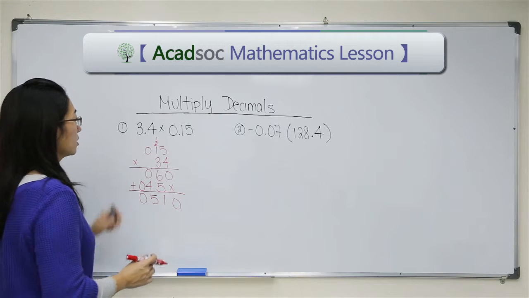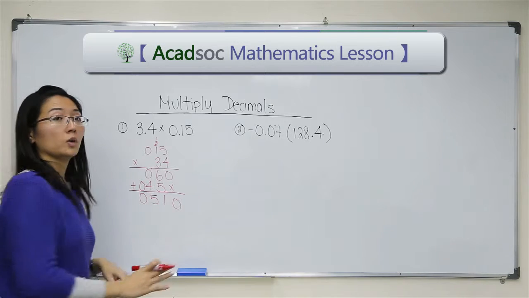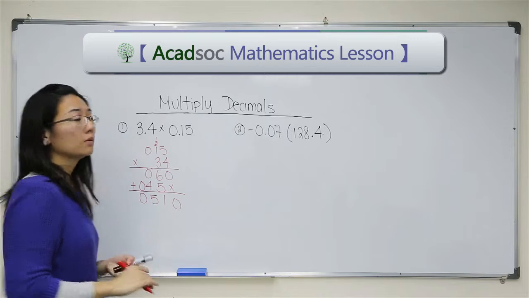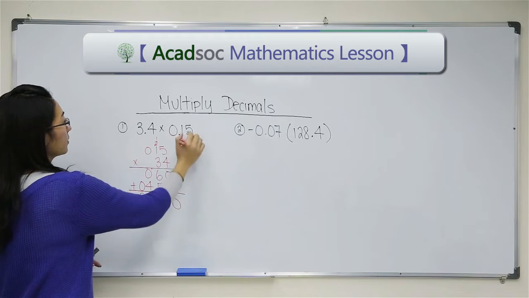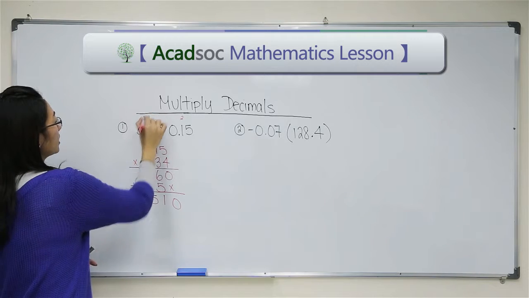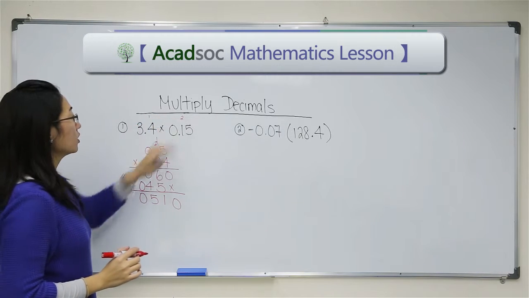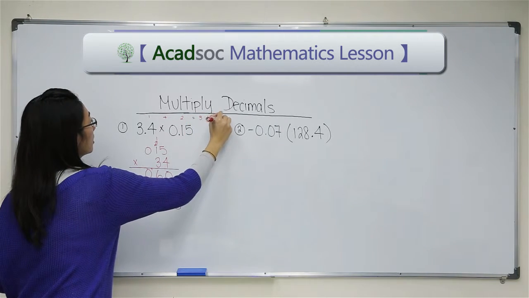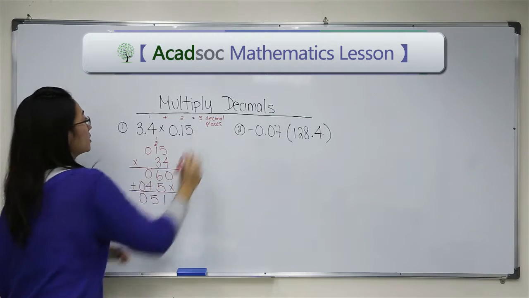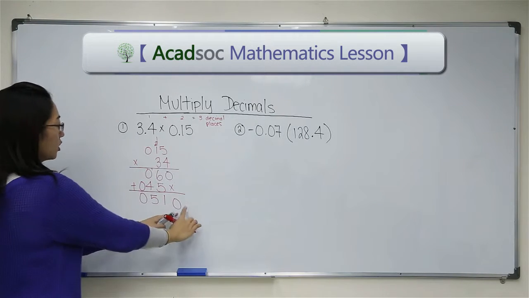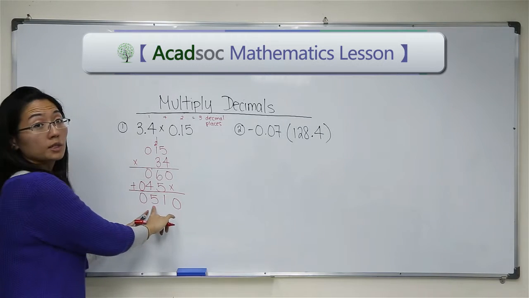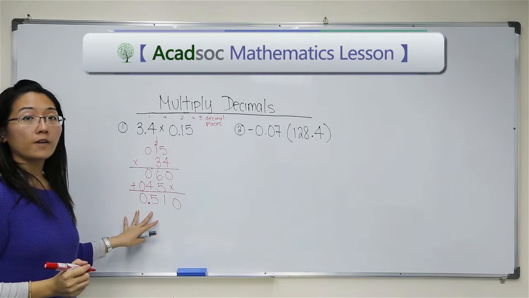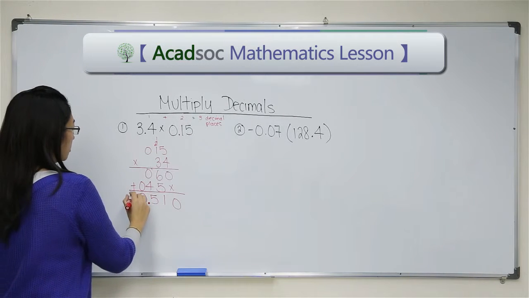Now for multiplying decimals, to figure out where the decimal point goes in our answer, simply count the number of decimal places we have in our original problem. Here we have 2 decimal places. Here we have 1 decimal place. So therefore, in total, there are 3 decimal places. And this is how many decimal places we'll have in our answer. Starting from the right, we have 1, 2, 3. 3 decimal places. So that means our decimal point would go between 0 and 5. So our answer for this problem would be 0.510.